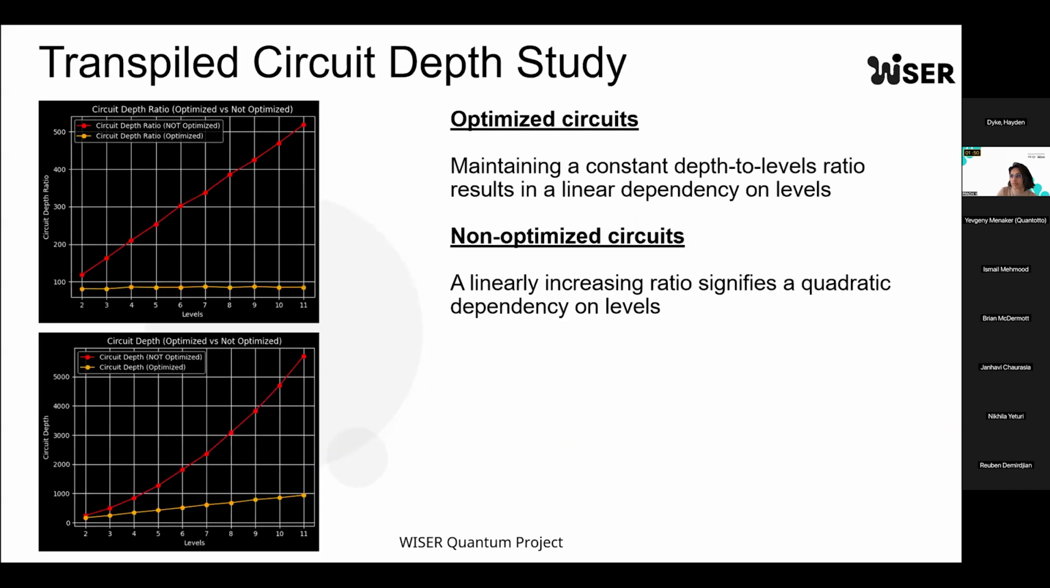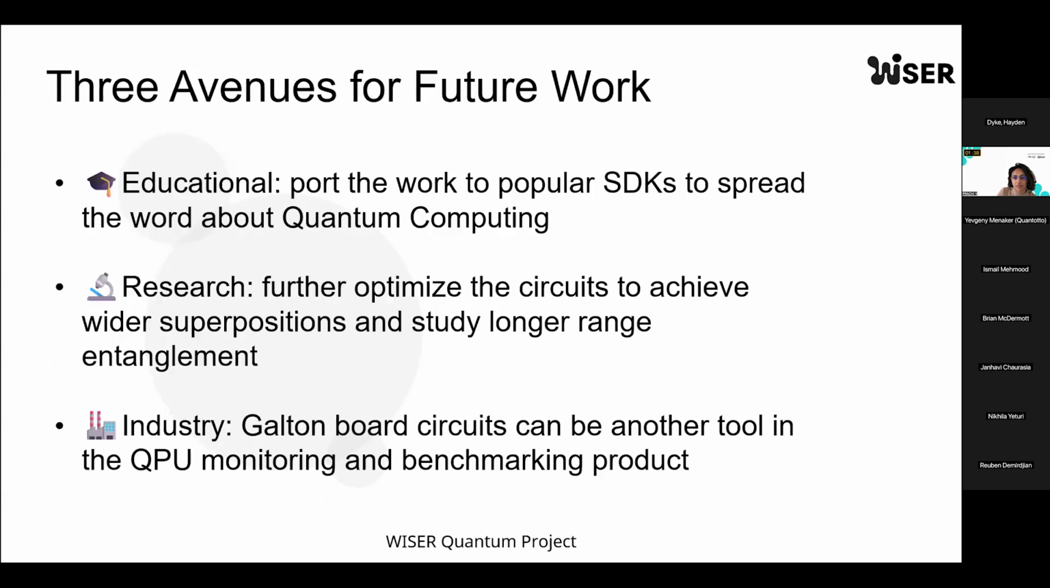We studied the depth of the transpiled circuit against the number of levels, and it revealed that they grow quadratically in the non-optimized case versus linearly for the optimized case, which confirmed our quadratic improvement.